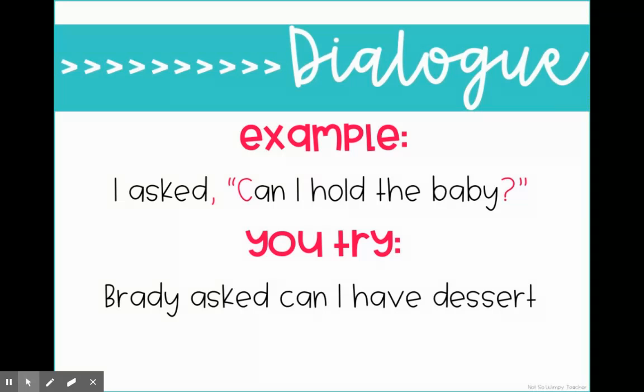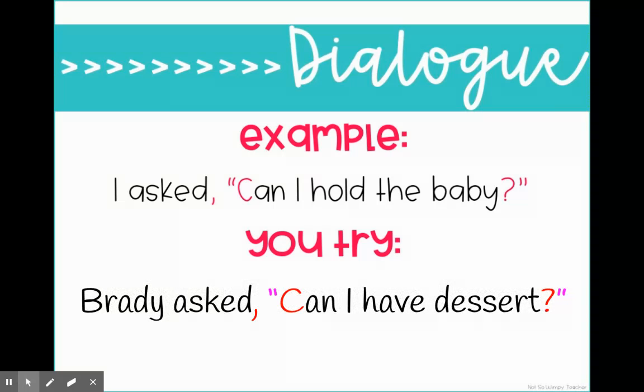The next example, I asked, "Can I hold the baby?" Your sentence, Brady asked, "Can I have dessert?" Awesome job. If you put the one with the comma, quotation marks, a capital C, question mark at the end, quotation marks, you got that one correct.